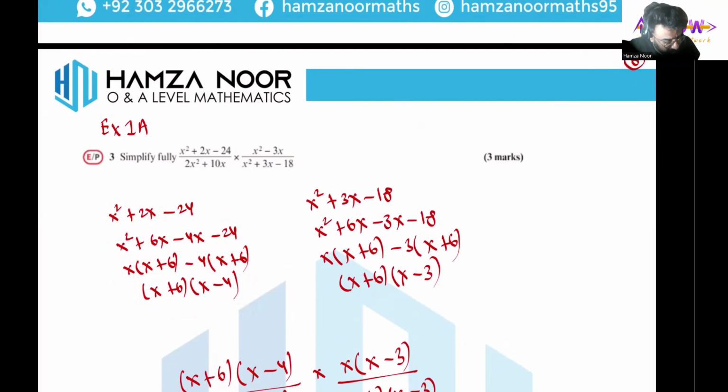Then we have x squared plus 3x minus 18. So x squared plus 6x minus 3x and then minus 18. This sign tells us that we need to subtract the factors, and this sign tells us that we need to get positive 3 in between. So taking x as common multiplied by x plus 6, taking minus 3 as common multiplied by x plus 6. Therefore, x plus 6 multiplied by x minus 3 is the fully factorized form which we are looking for.